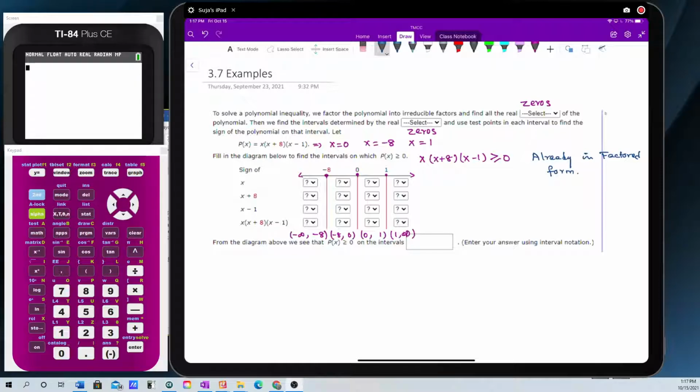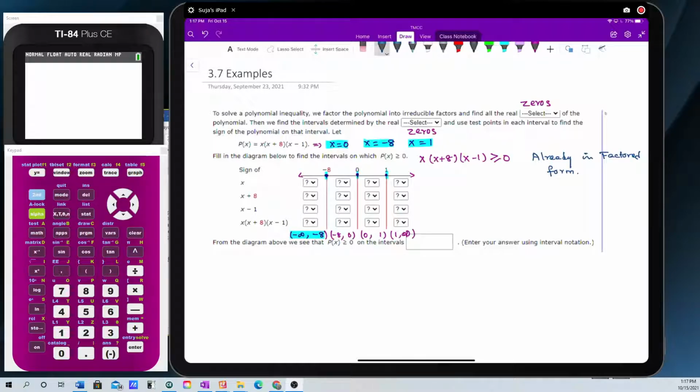So in order to find this -8, 0, and 1, I just have to set this equal to 0 and find my 3 zeros, which I already did here. x equals 0, x equals -8, and x equals 1. Then you take this number line, you divide the number line at wherever the zeros are, place them, and then break them down into the intervals from -infinity to -8.